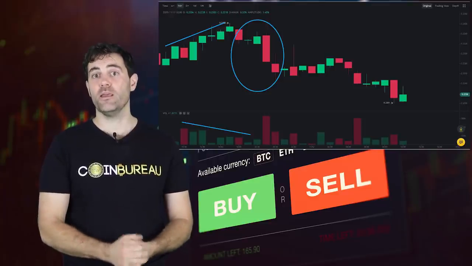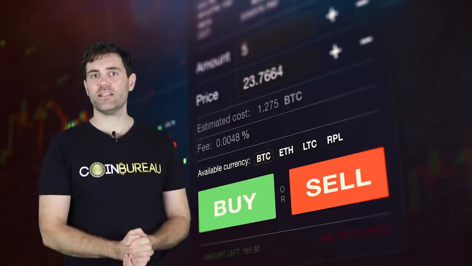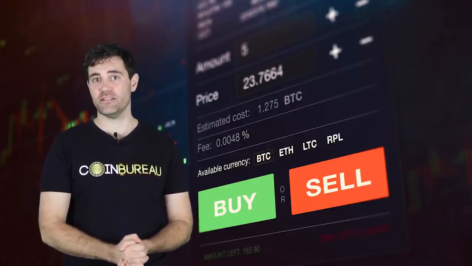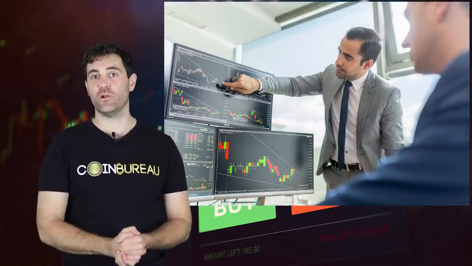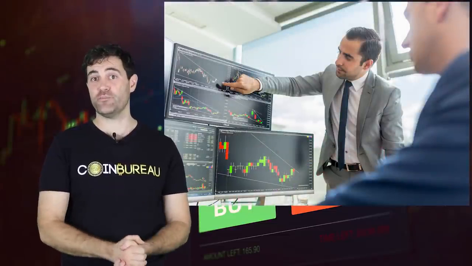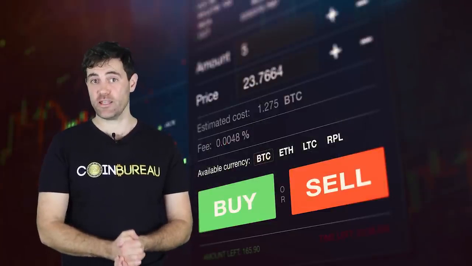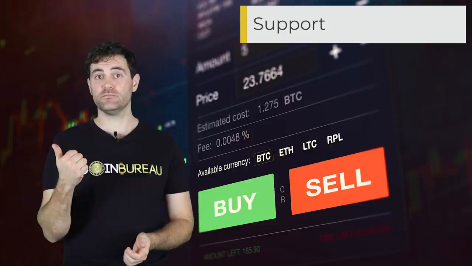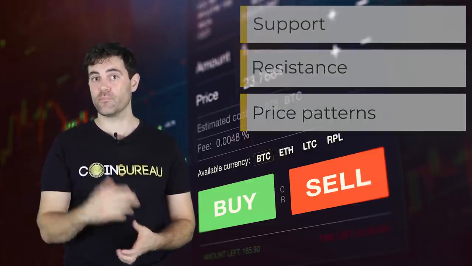Now that you have a solid grasp of candlesticks and trading volume, let's take a closer look at some of the common patterns found in trading. If you've ever seen an expert trader in action, you know they love to draw lines as much as the Fed loves to print money. When traders draw lines, they're normally looking for three things: support, resistance, and a recognizable price pattern.